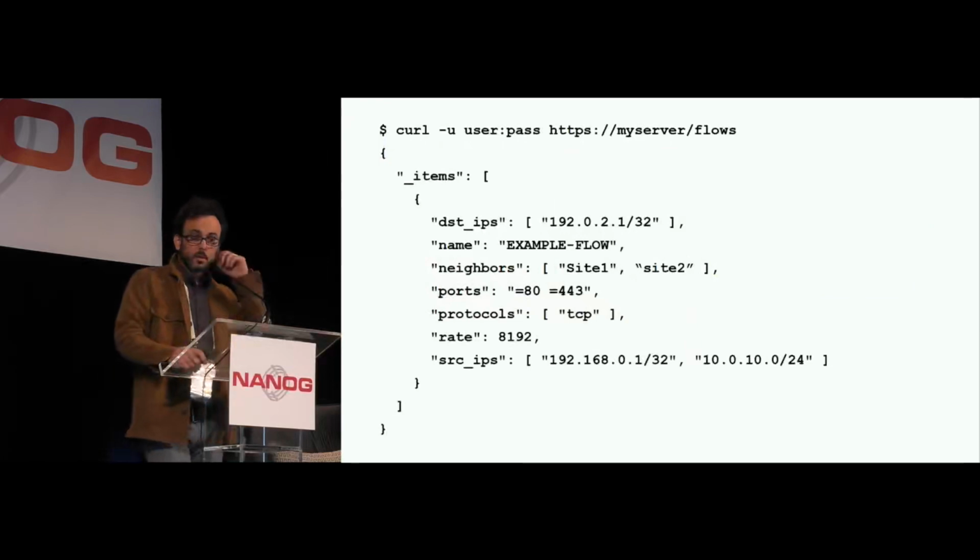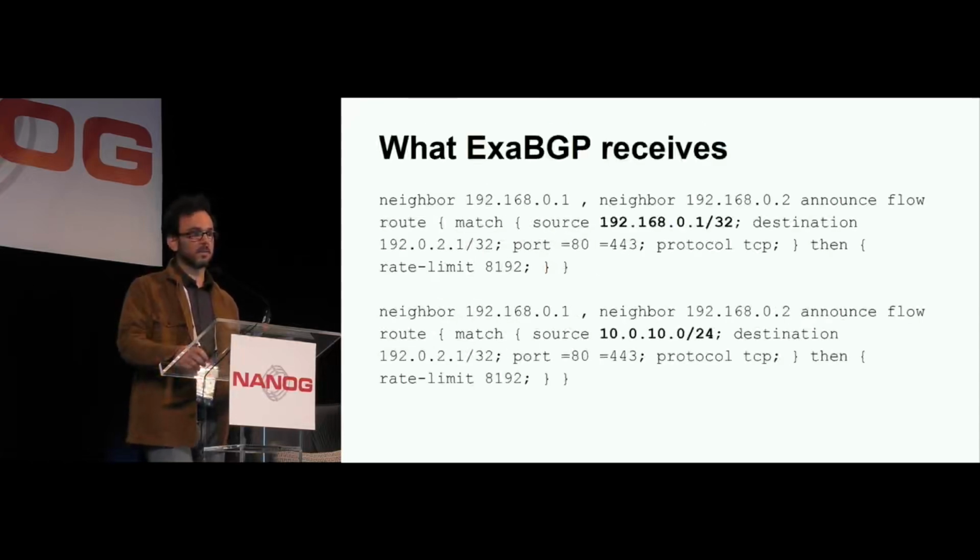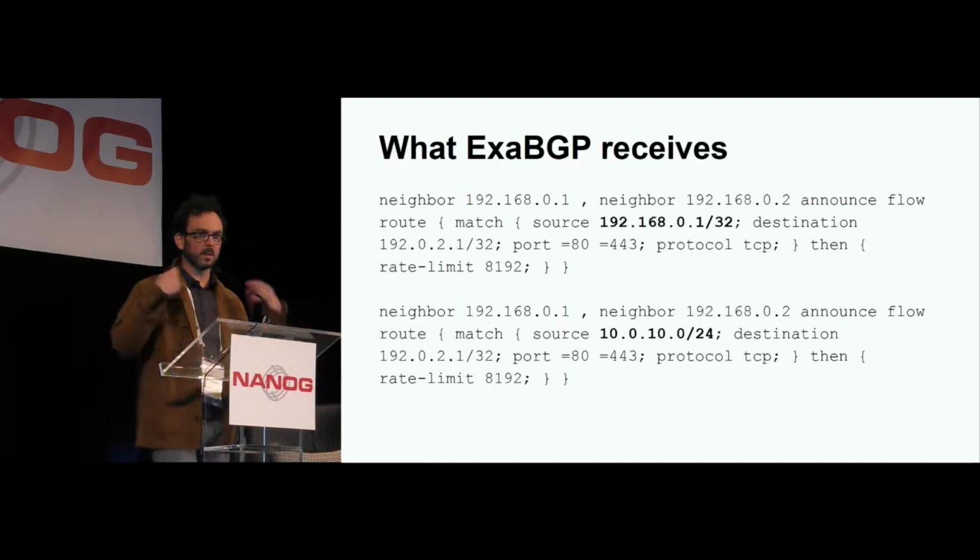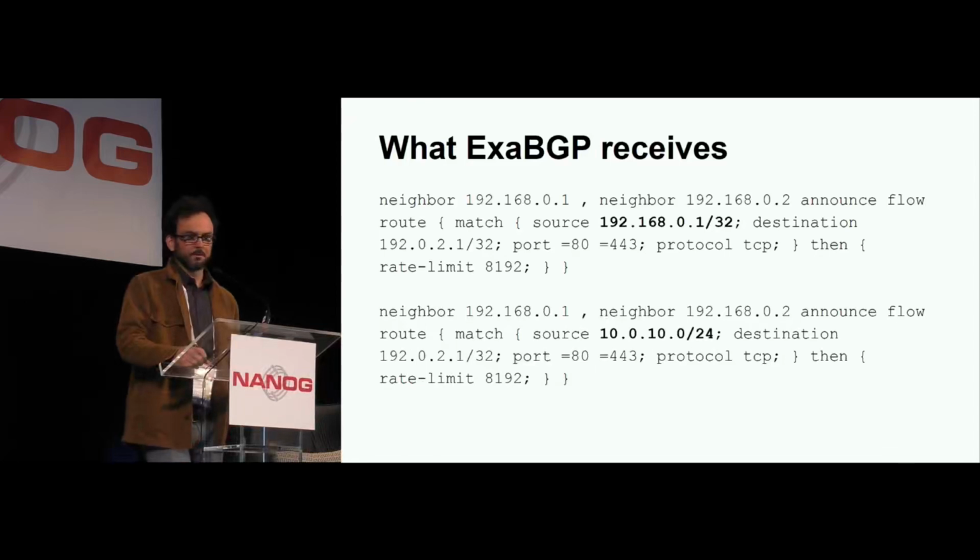Once the flow is created, you can query the API and see that everything you passed it is there. And you can see it in nice JSON output. And this is what ExaBGP receives. So once the flow resource is stored in Redis, then it is converted to this JSON format that ExaBGP understands. And you'll notice here that it creates 2 flow spec definitions, 1 per source, because the standard says that you can only have 1 source and 1 destination. So the code is smart enough to separate it into 2, and that is passed on to ExaBGP.